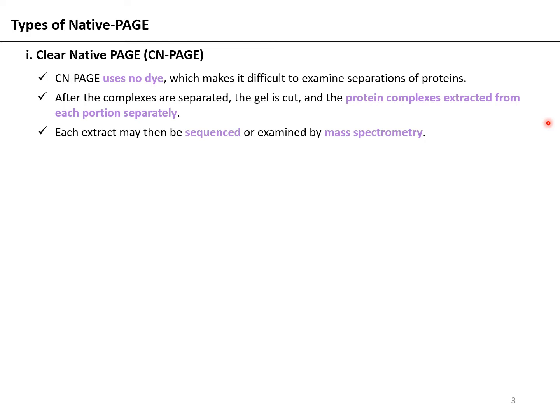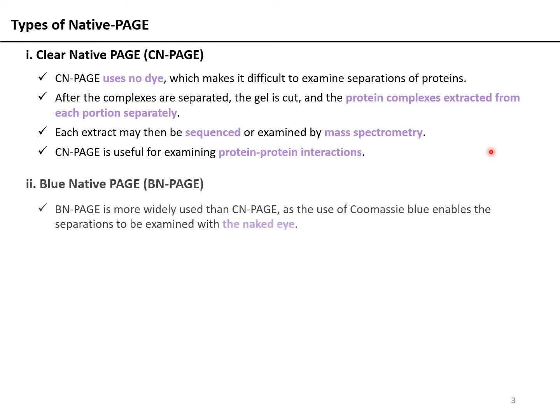So, this will separate out your complexes based on the molecular weight, and now you can isolate each individual complex from the gel by extraction and then analyze and identify what protein that is, either by sequencing or by mass spectrometry. Now, CN PAGE is therefore useful for examining protein-protein interactions. Just like any other PAGE, CN PAGE is also useful for studying protein-protein interactions.